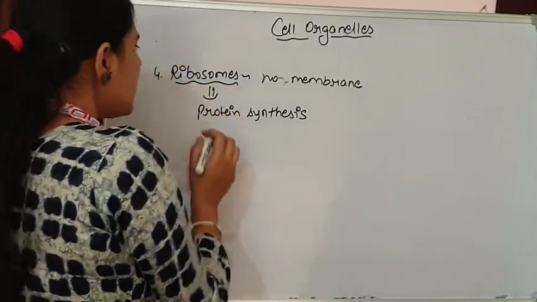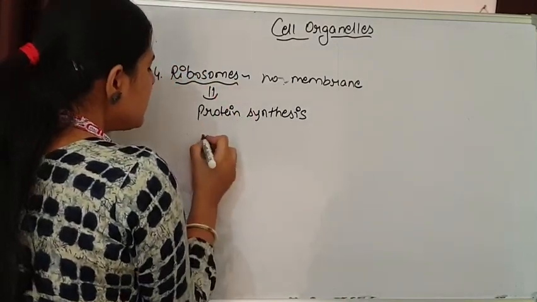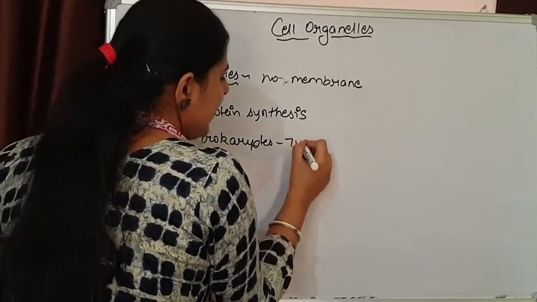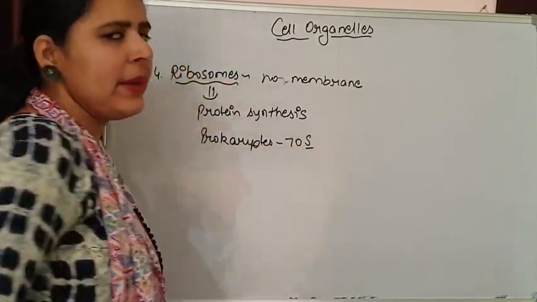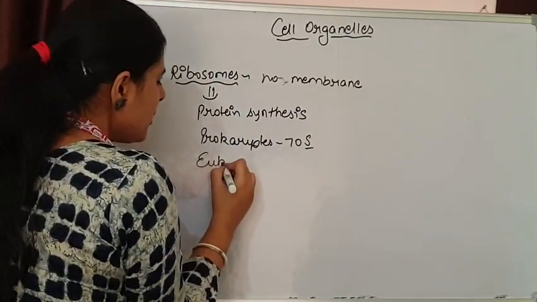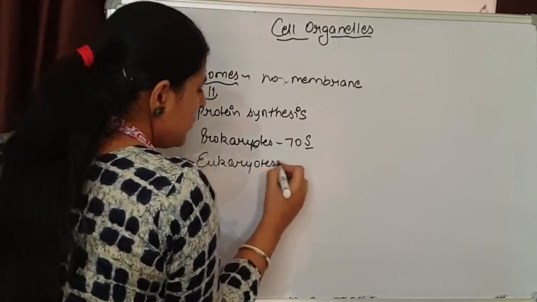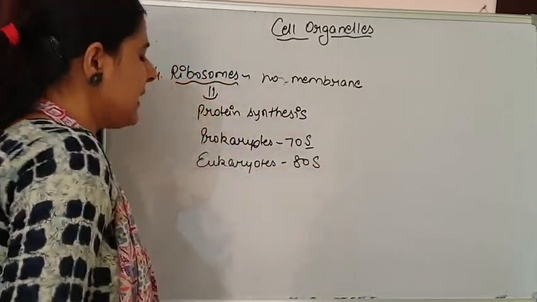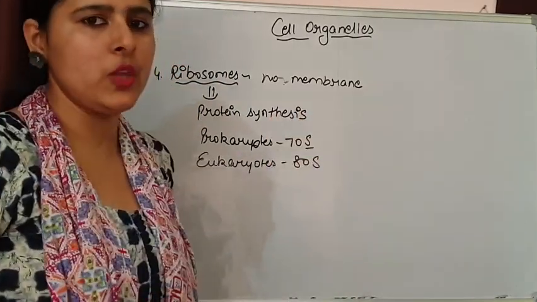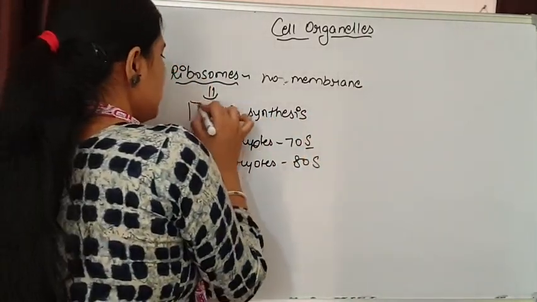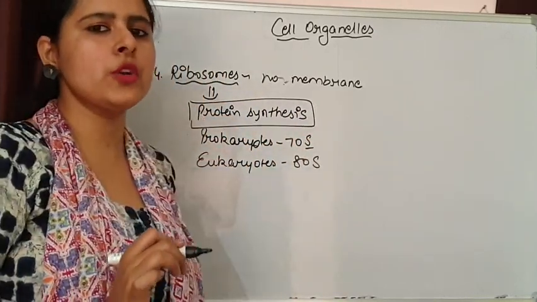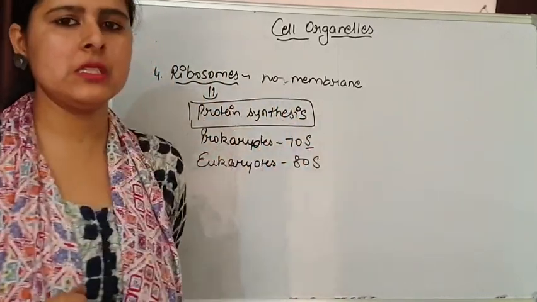In prokaryotes, the size of ribosome is very small and it is called 70S. S is the sedimentation unit, or you can say Svedberg unit. In eukaryotes, ribosomes are of 80S. That means in eukaryotes the size is bigger as compared to prokaryotes. Function always remains the same. In prokaryotes as well as in eukaryotes, the ribosomes function in protein synthesis.